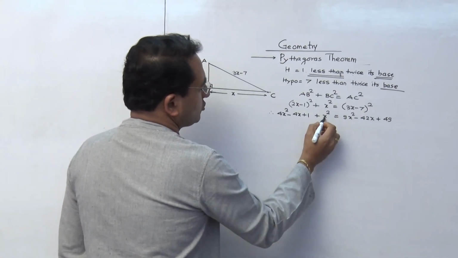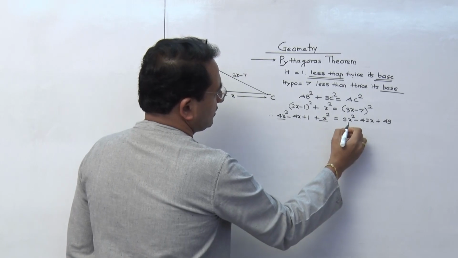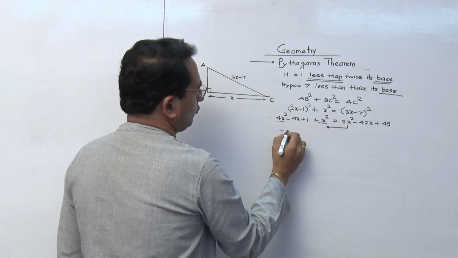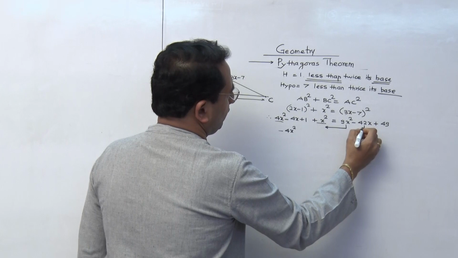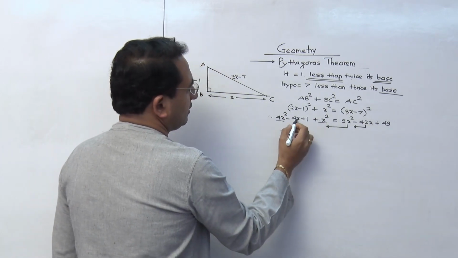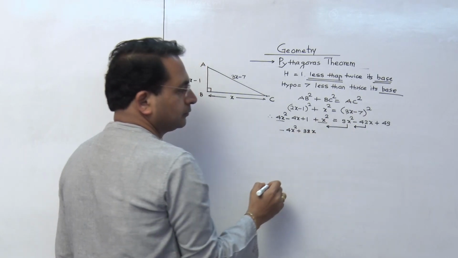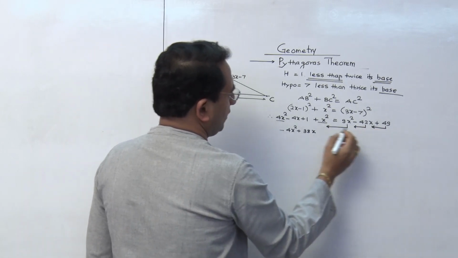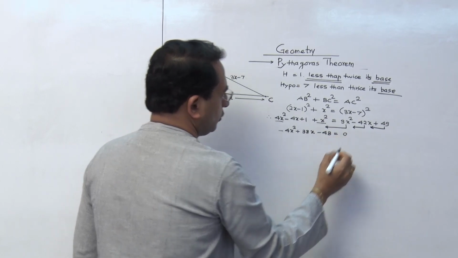Now this part is going to be what? 5x square. Now if I transfer it on the left, 5x square minus 9x square, so it is going to be minus 4x square. Now this 42 if I transfer on the left, that becomes positive. Minus 4x plus 42x is plus 38x. Then this 49 is transferred on the left. It is minus 48 is equal to 0.